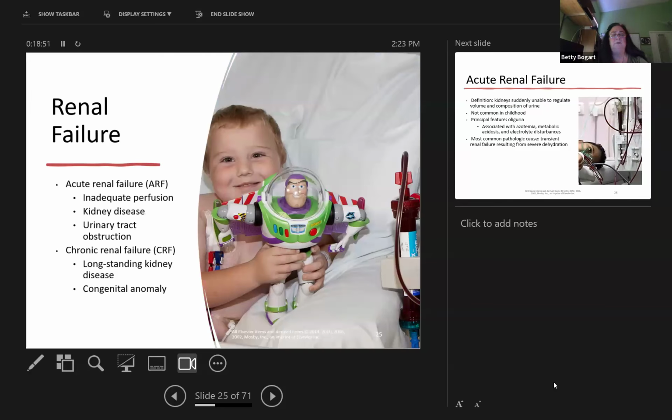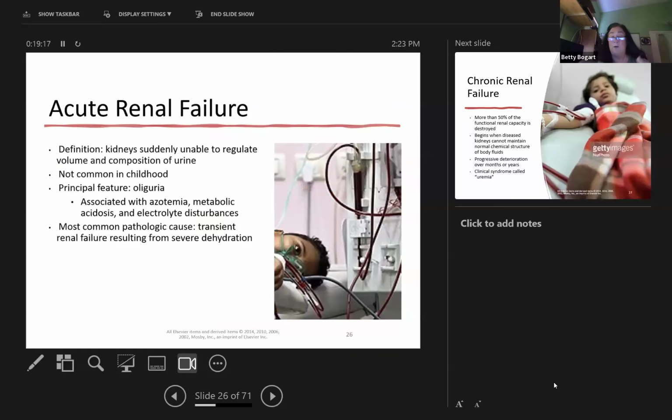So, renal failure. We have acute and we have chronic. Chronic, they're usually born with it, and you have decreasing function of the kidneys. Acute renal failure can be due to many things. The most common cause of renal failure in children is dehydration. Dehydration in children is dangerous. They need the perfusion, okay? So, acute renal failure, it's not common, but again, I said the most common is from severe dehydration.